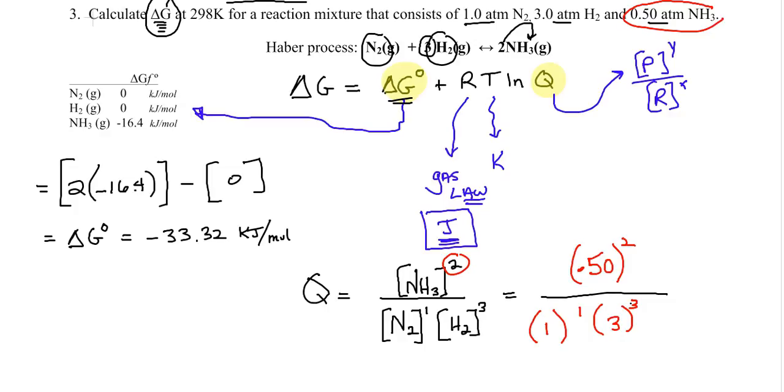All right, and all I'm going to do there is solve for that: 0.50 squared divided by 1 times 27, or divided by 27, and this gives me 9.3 times 10 to the negative 3, which is equal to my Q. That's my reaction quotient. Okay, so we have our delta G of standard conditions. We have our reaction quotient, which, by the way, is a dimensionless number. Okay, these are atmospheres, but they all cancel.